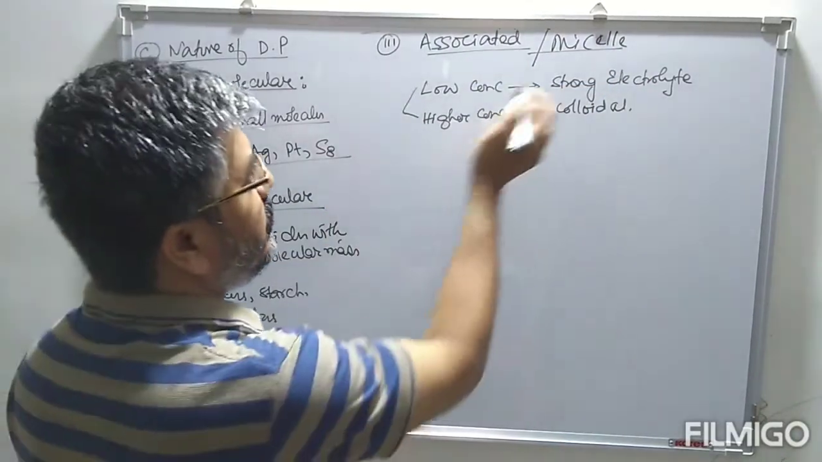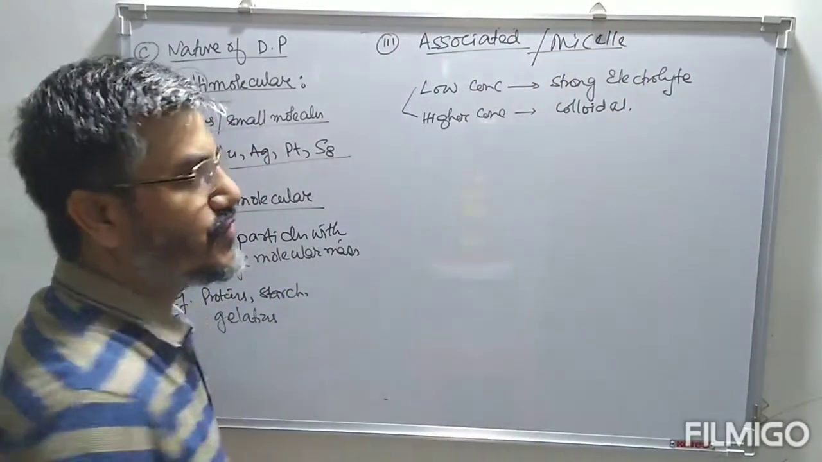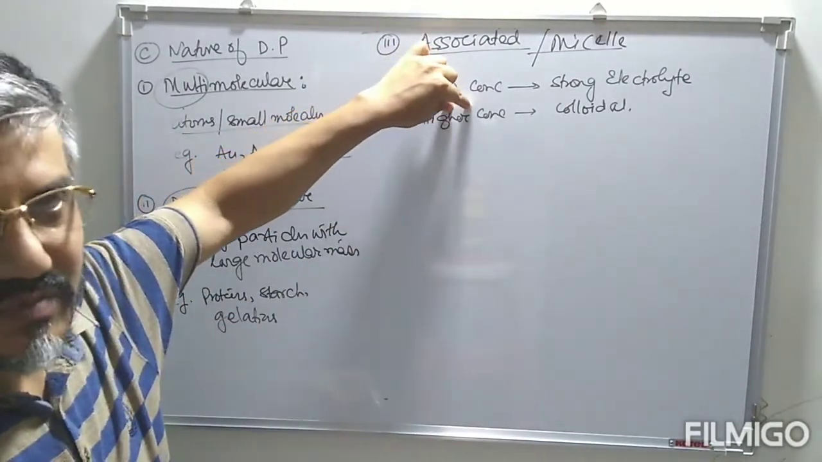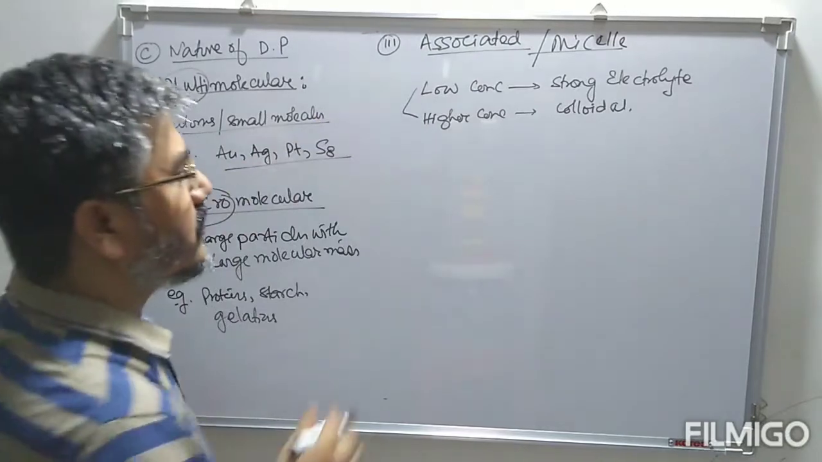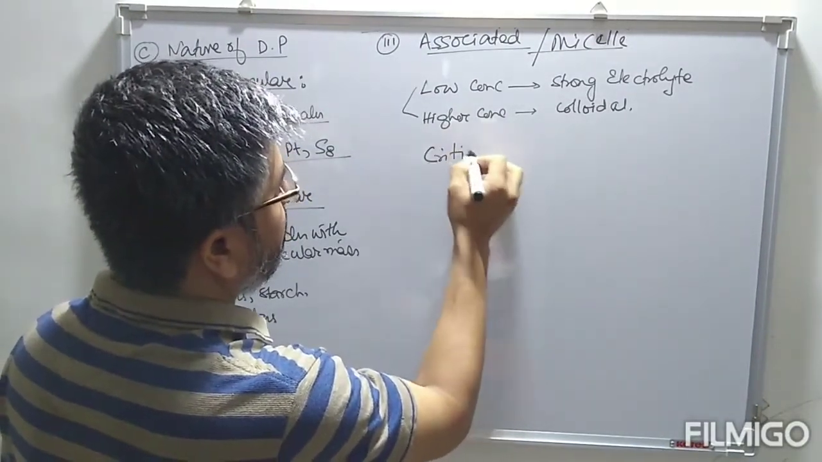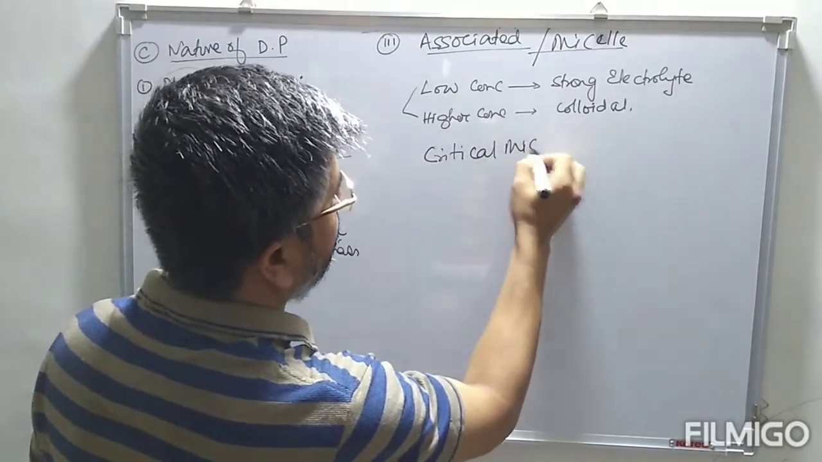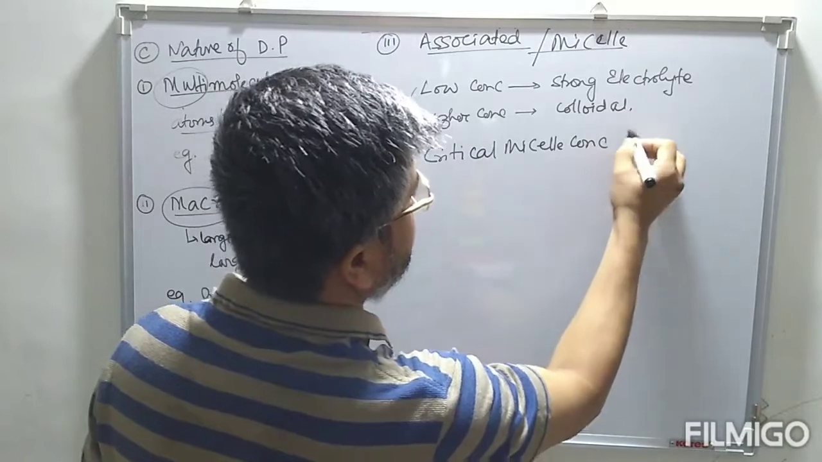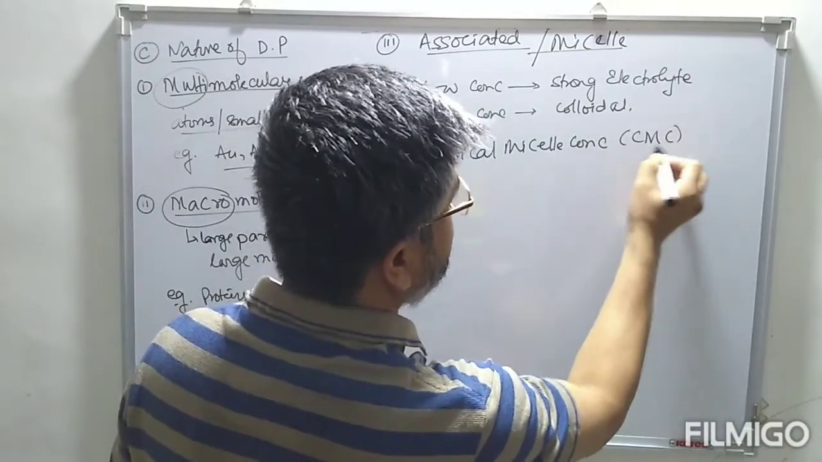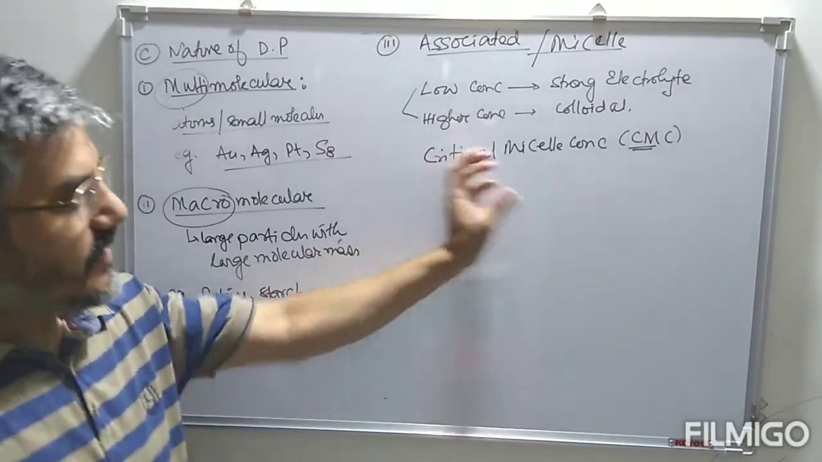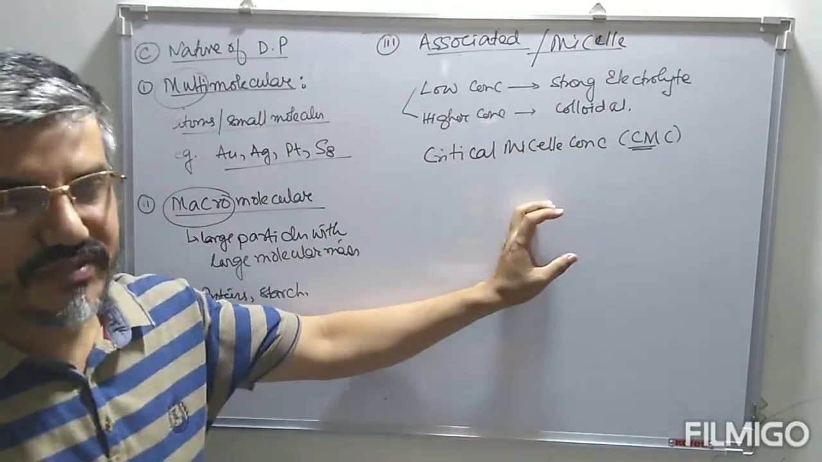So now look at this. For this micelle formation of associated colloidal solution, some concentration limit must be there. That concentration limit is known as critical micelle concentration, that is CMC. So we are defining this critical micelle concentration.